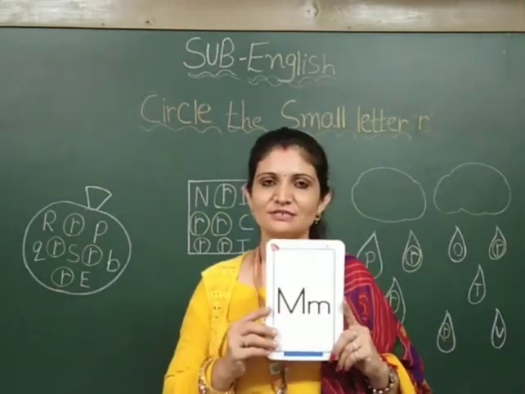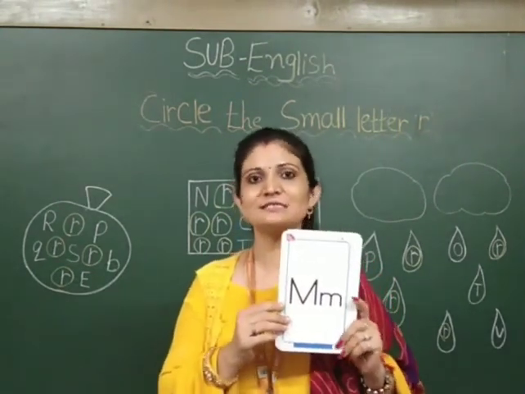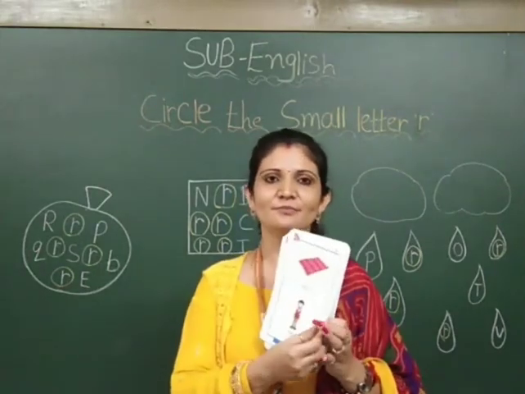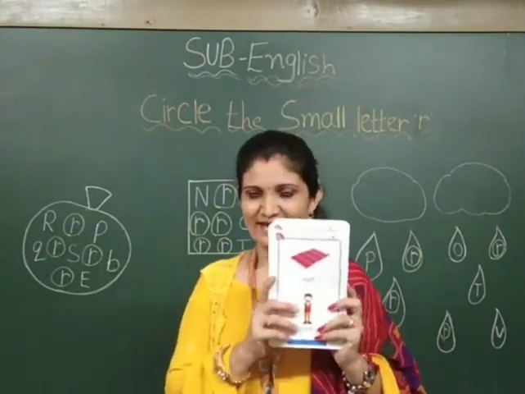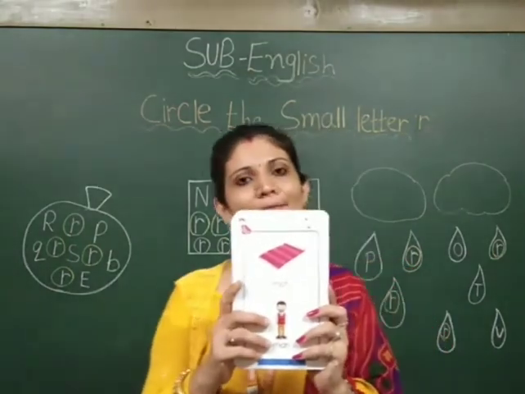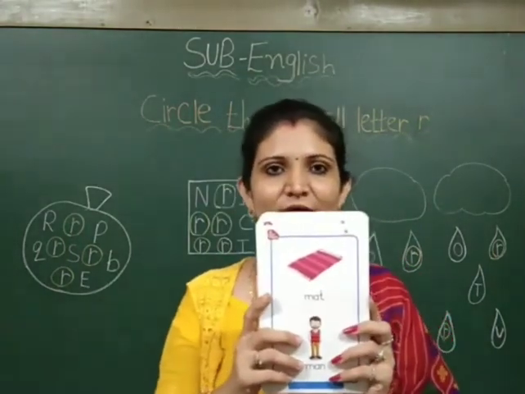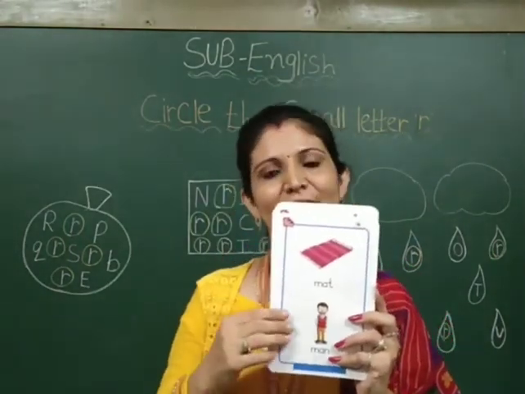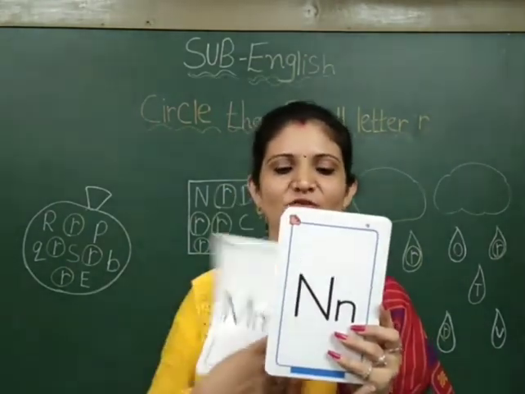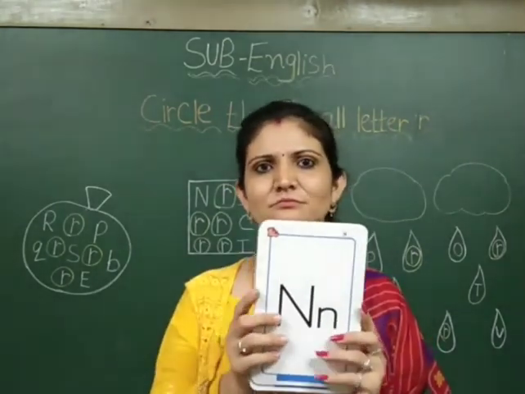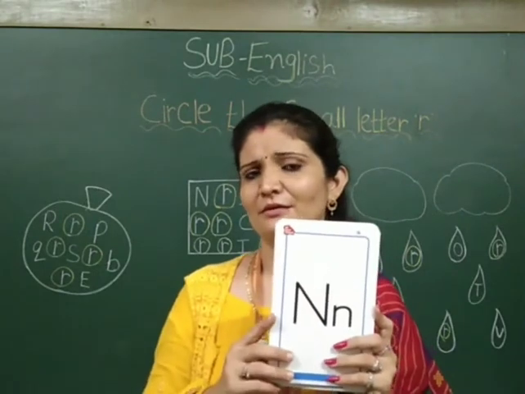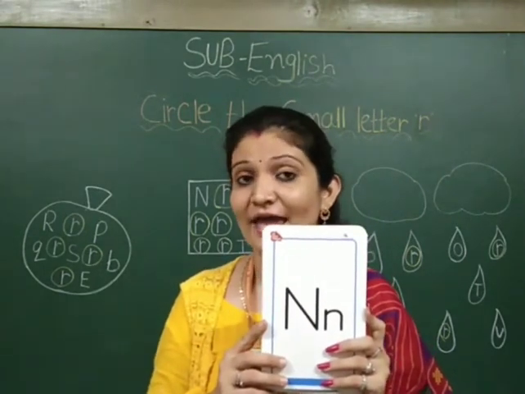Okay? Which letter is this? This is capital M and small m. M for mat and M for man. Okay? Picture of mat and man. Now, which letter comes after M? Can you tell me? Yes, N.